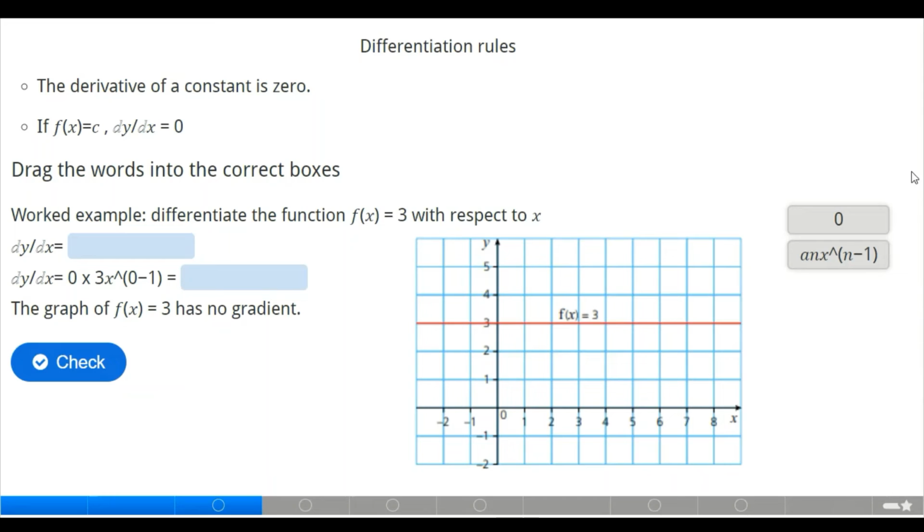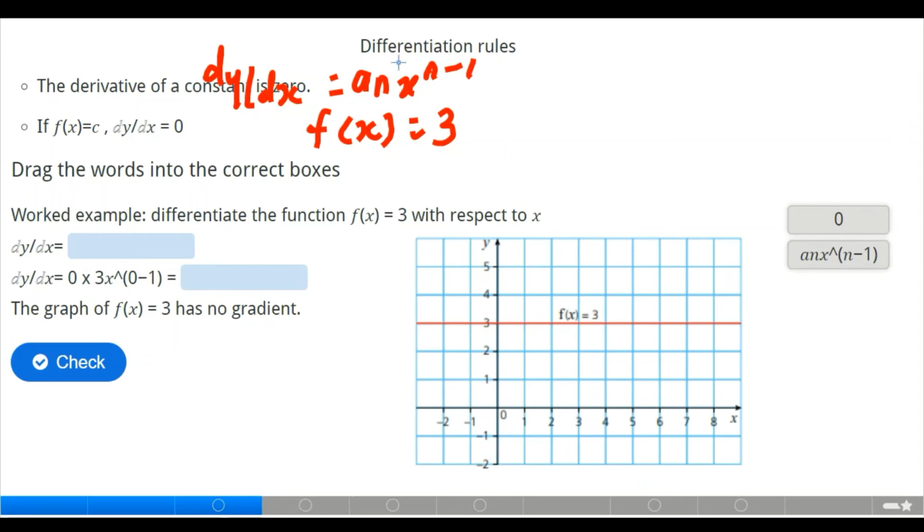So we have a function here that we have to differentiate, and let's see what we have. Remember, our differentiation formula is dy/dx equals n a x^(n-1). So we have a function here which is f of x equals 3. We have to differentiate this with respect to x. So let's assume that f of x equals y.